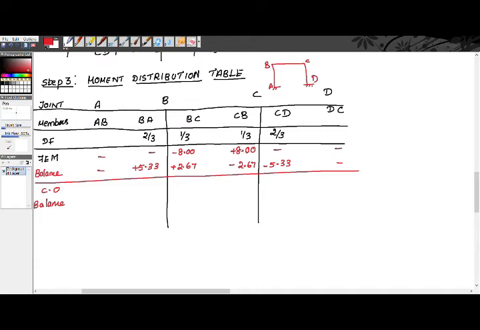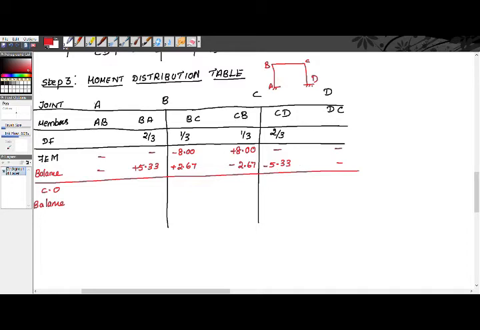Now, plus 8 into 1 by 3, we get plus 2.67. So for balancing, it is minus 2.67. Plus 8 multiplied by 2 by 3, we get plus 5.33. For balancing, we get minus 5.33. Now we have to go for carryover.